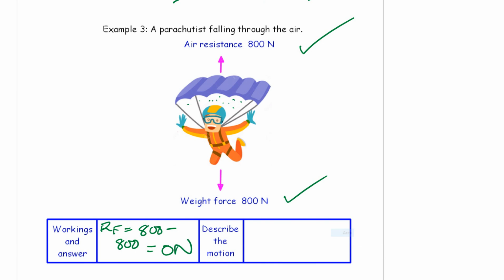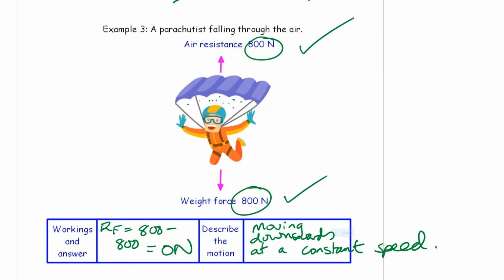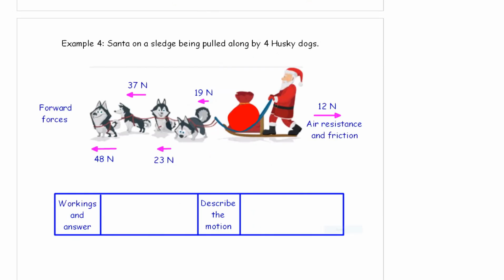Now you've got to be careful here. This parachutist is obviously not stationary, so describe their motion. They are moving downwards at a constant speed. Remember, if forces are balanced, the object is either stationary or it's moving at a constant speed. And this individual is moving at a constant speed. The forces are equal but opposite. They are balanced.